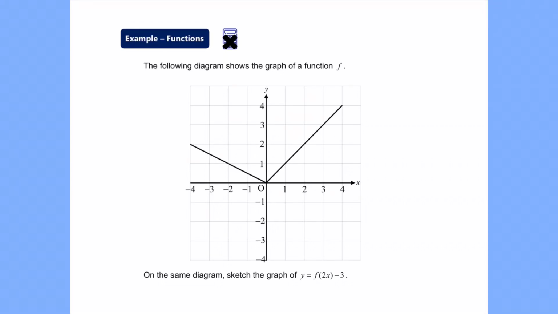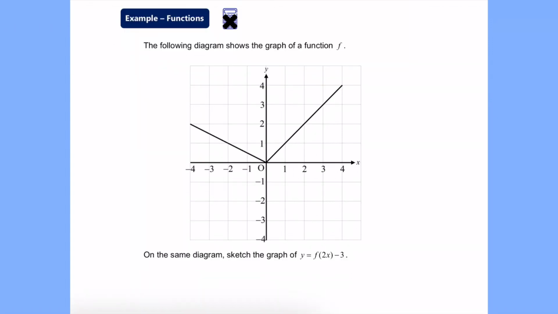For this video, we are going to look at one example which is about the sketching of a transformed graph corresponding to multiple steps of transformations. At the beginning, we are given the graph of the function f, and based on this, we are going to sketch the graph of y equals f(2x) minus 3.